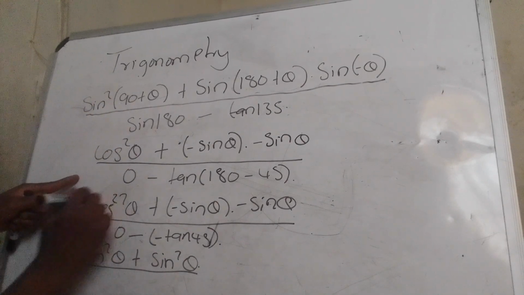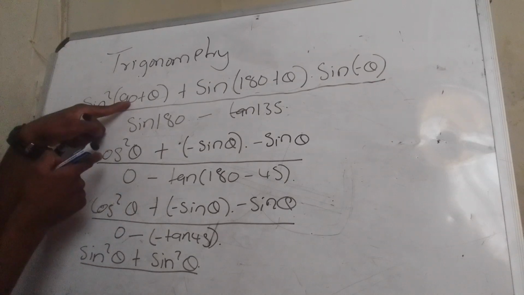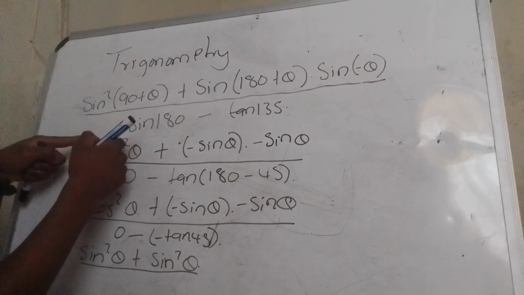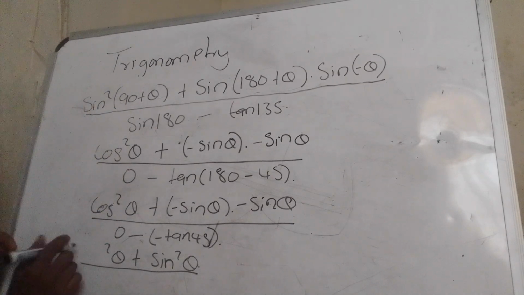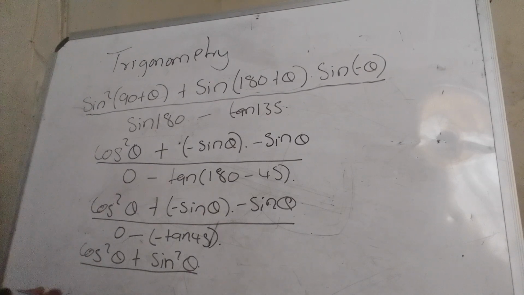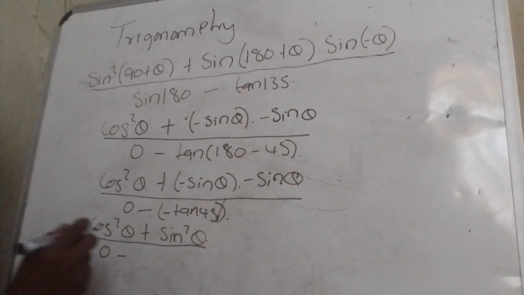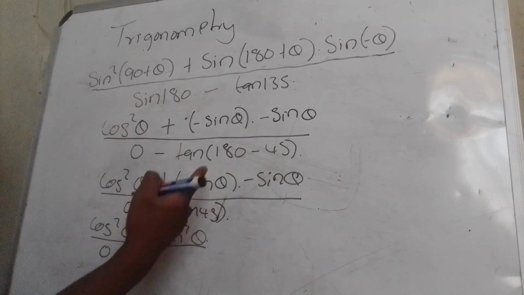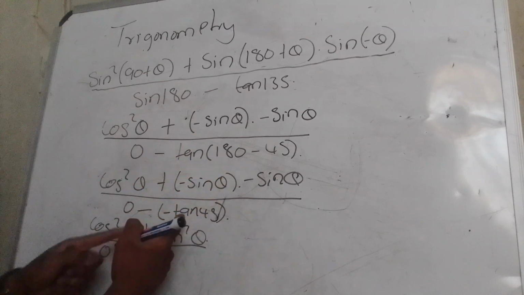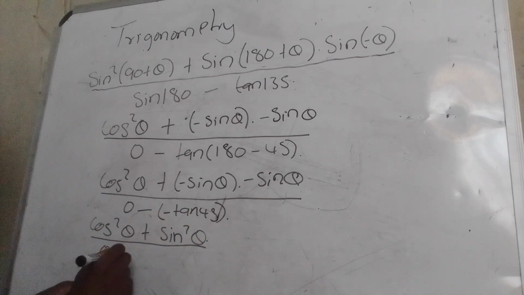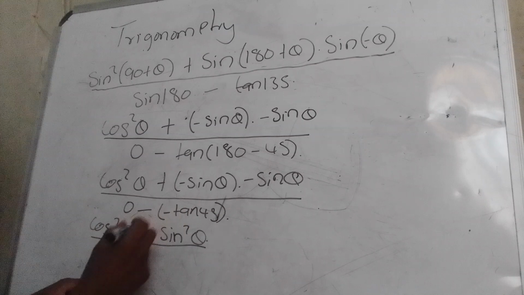We're having cos squared theta, and it's 90 plus, then we have sine here. It's supposed to change to its co-ratio, so it's supposed to be cos. I forgot, sorry guys. Then we have 0 minus 180. Negative times negative is going to give us positive. Then after it's positive, we are going to have tan 45.